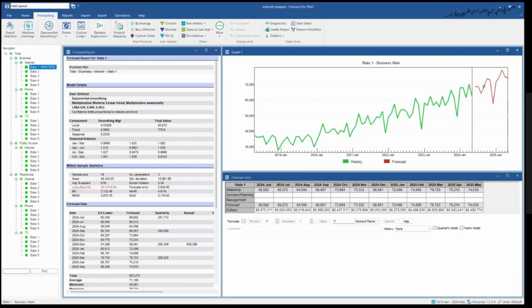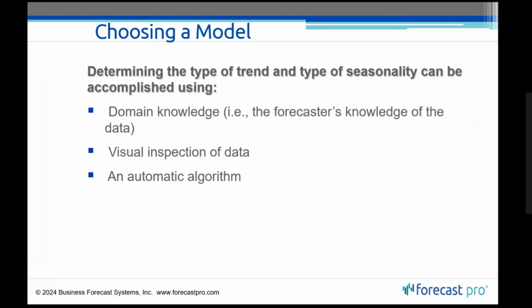Okay, let's switch back to our slides. And we've just run through some of this. But again, how do we determine which of those 12 we're going to use? We can use our own knowledge of the data. We tend to know if things are trended or seasonal because we work for the company. We can do a visual inspection of the data to get a feel for it, which is particularly useful if I've got enough data. In this case, we had 6 years.